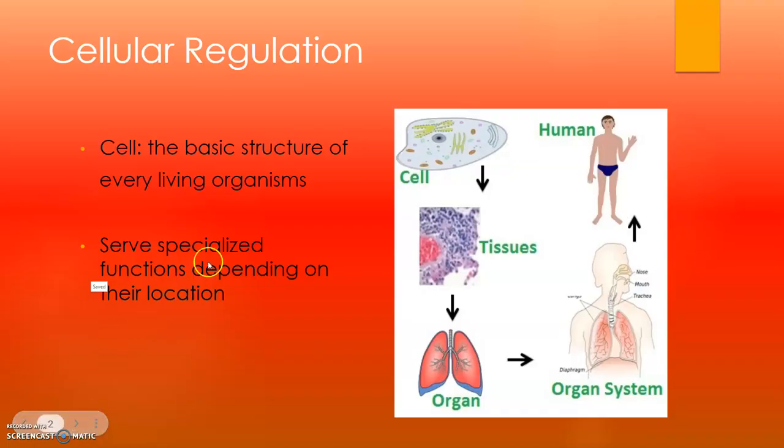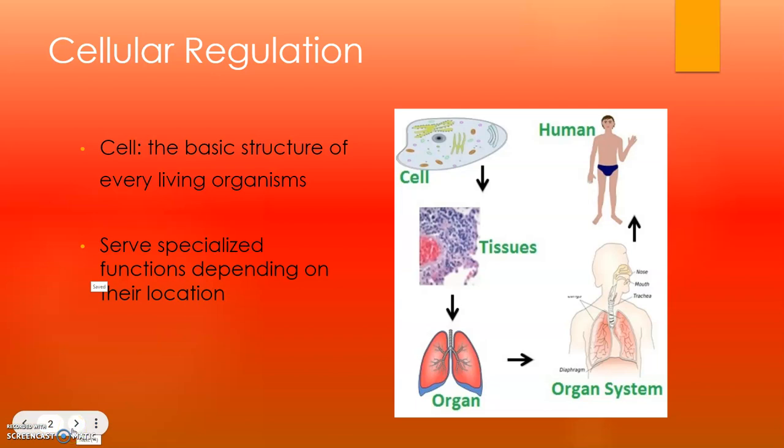So if you remember from A&P, the cell is the basic structure of every living organism. They serve specialized functions in the body depending on their location. Cells cluster into tissues, which then form organs. Those form organ systems and then organisms.